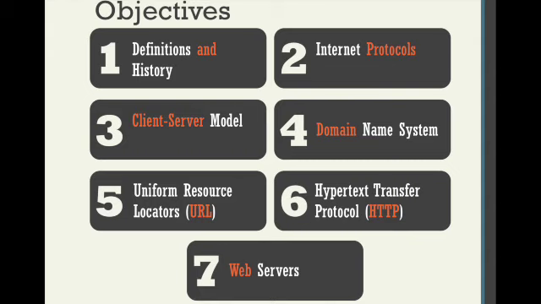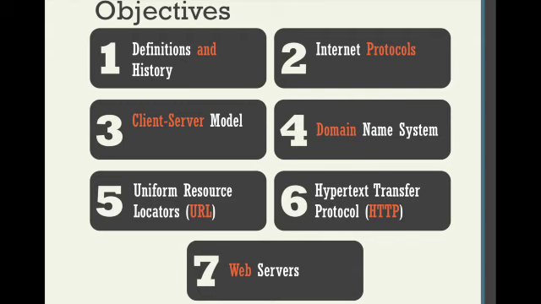We'll start off with the history of the internet and the web and define some of the key terms. Then we'll briefly look at the internet protocol layers and what purpose they serve. We will also look at what the client-server model is, which is essential to the working of the web. Then we will look at the domain name system, what it is and how it is used behind the scenes when we browse the web.